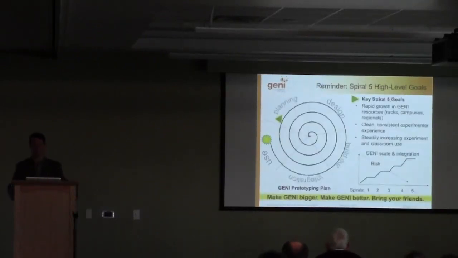Several reminders. High-level goals for Spiral 5. Keep the racks rolling out. Get them working. Gain great confidence in them. Have more people using them. And clean up the user experience. Cut down the number of passwords. Cut down the amount of friction in setting up an experiment. These things combined with outreach will lead to increased use in research and in education.